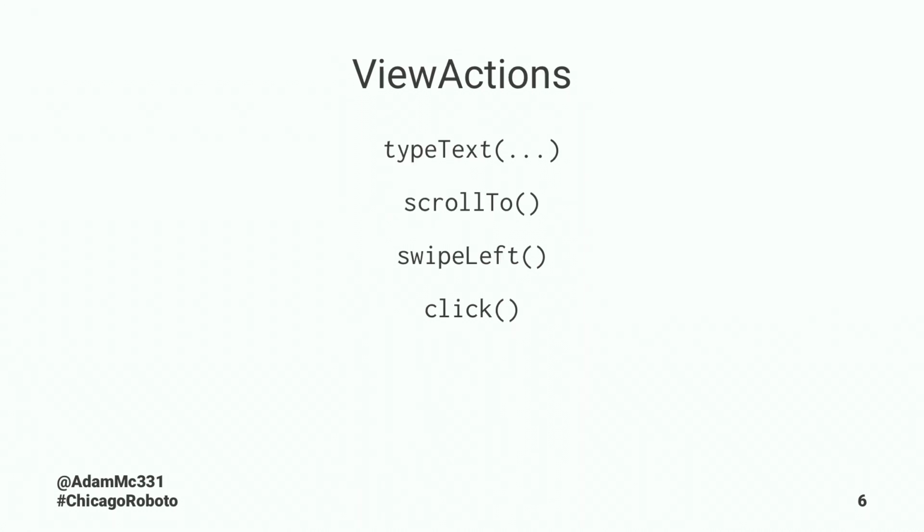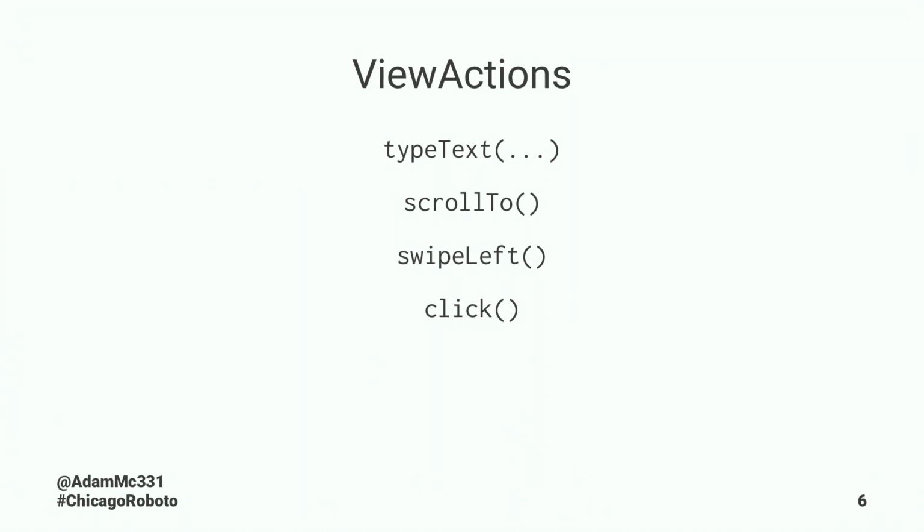ViewActions are the fun part of Espresso. This is where you get to tell it how to automate your user interface. So you might have something on your screen and you want to type text into an input or scroll to a position in a list, swipe on a view, or even click on a button. And you would use these to sort of run through the steps that you might do manually. And we'll see more of that later.